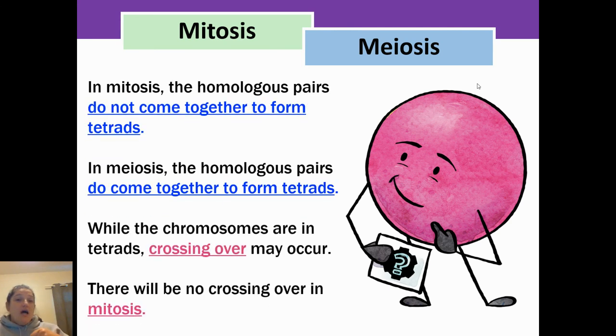In mitosis, the homologous pairs do not come together to form tetrads. In meiosis, we do come together to make tetrads. And again, because those tetrads are forming during meiosis, we have crossing over that occurs. And of course, because there's no tetrad in mitosis, there's no crossing over in mitosis, which is a good thing because remember, mitosis wants to make identical cells. Meiosis, on the other hand, we want to have some genetic variation.